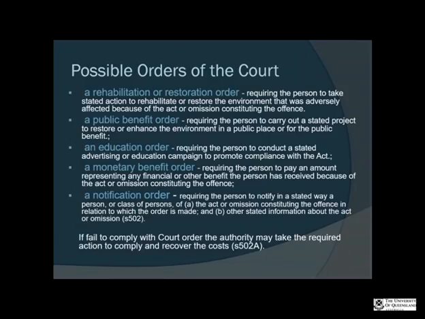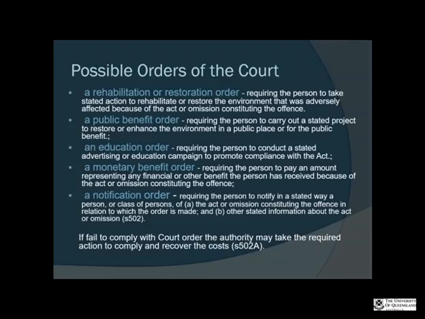Now, the potential orders of the court is very interesting. So, under the Environmental Protection Act now, there's quite a wide range of options that the court can order. It's not just a sort of environmental protection order. They can have a rehabilitation or restoration order, which is the first one up there. Now that requires the person to take action to rehabilitate or restore the environment that was harmed as a result of the offence. Okay, so you know it's got to be reasonable, but it's a direct order of the court telling them to rehabilitate.